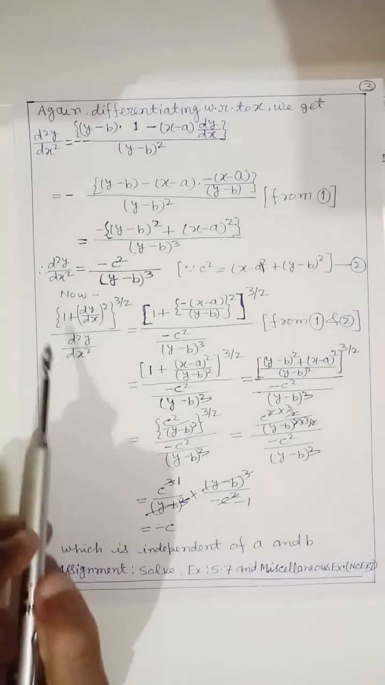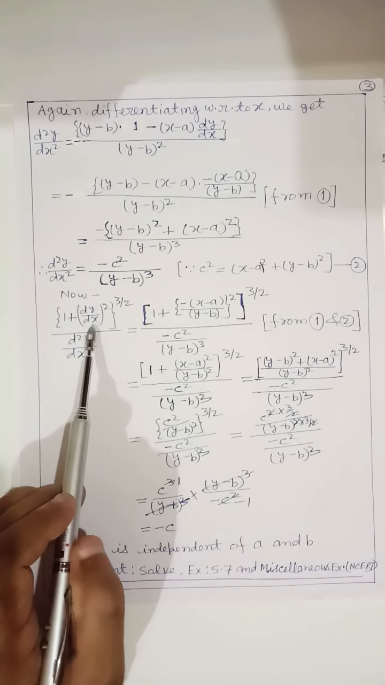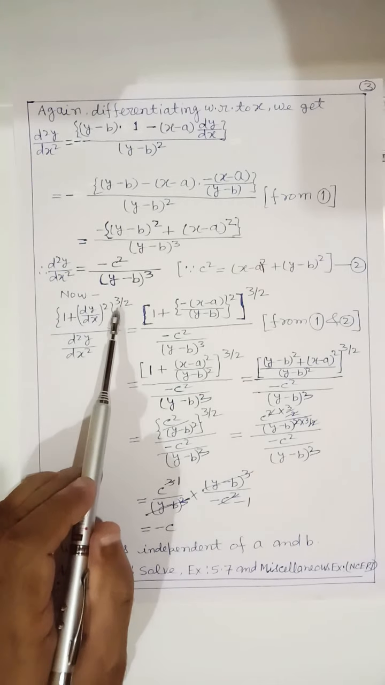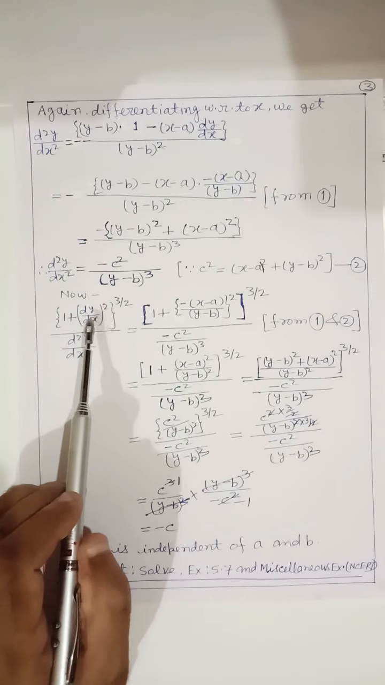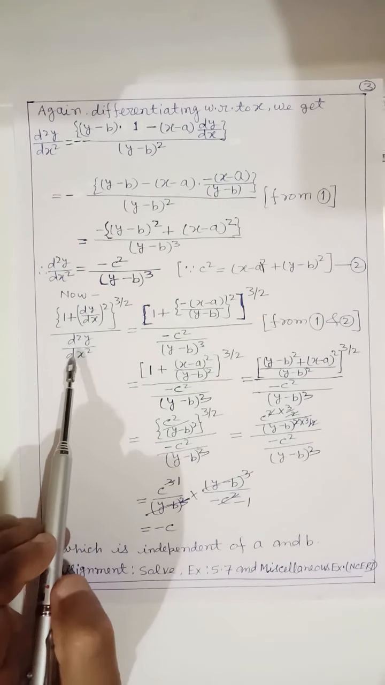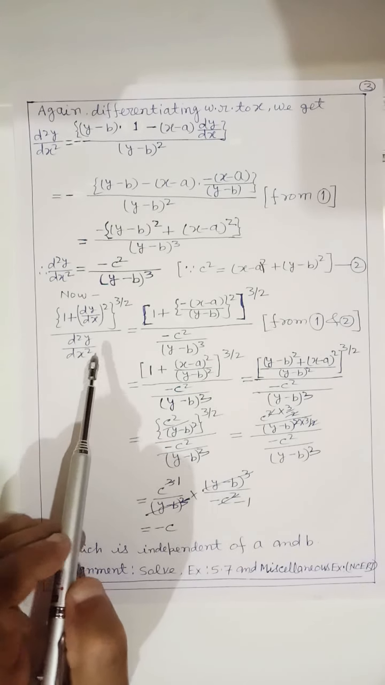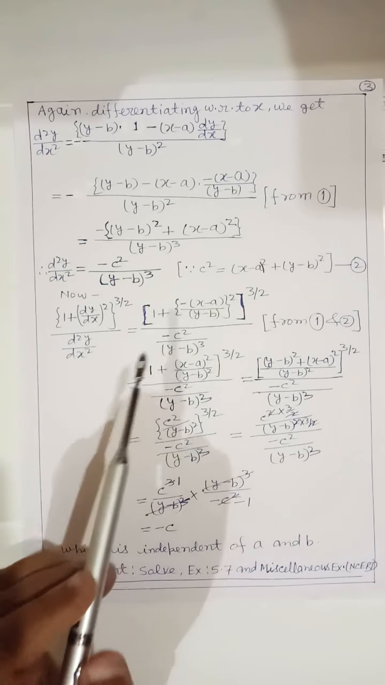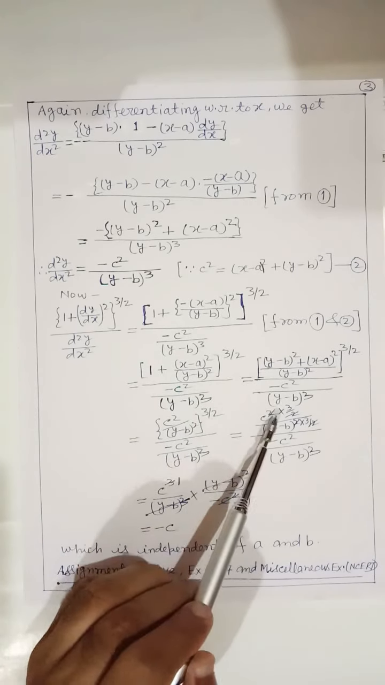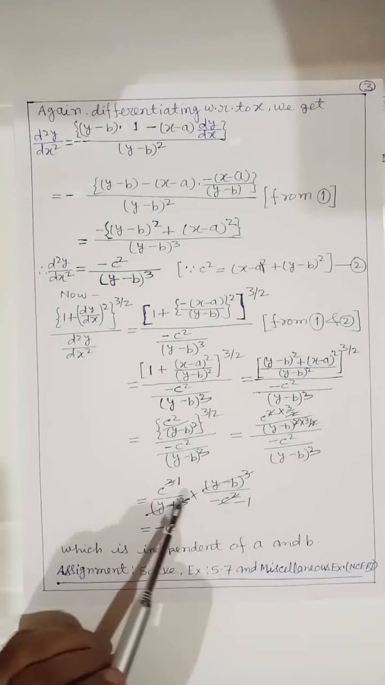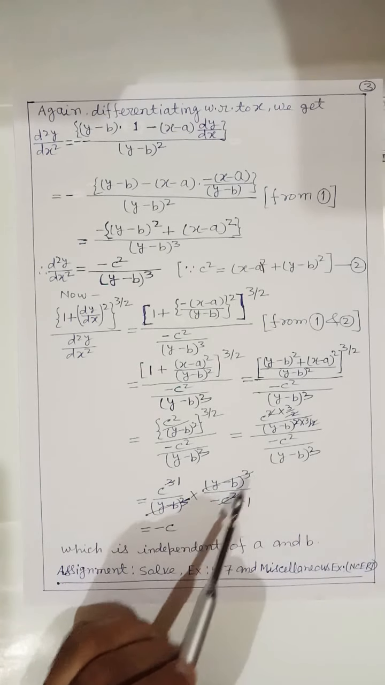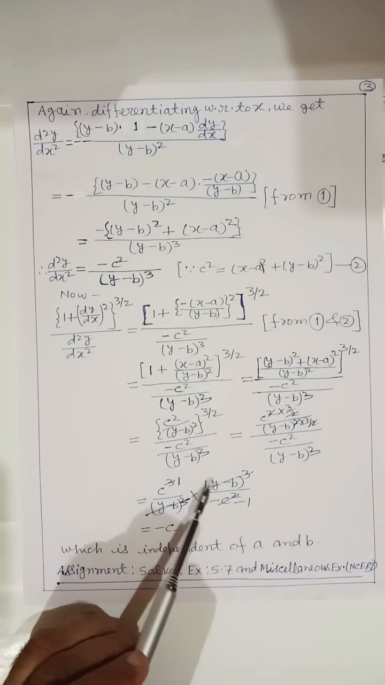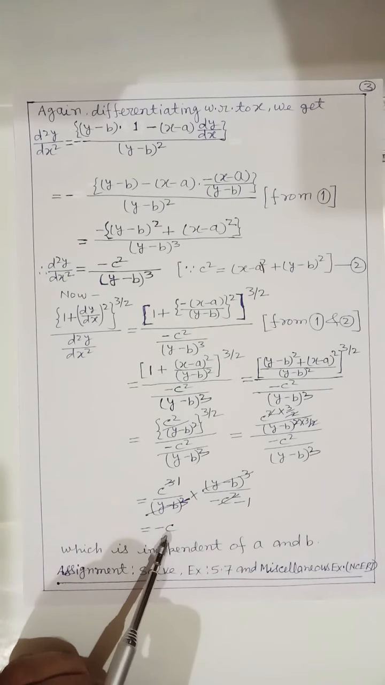Now from the question, (1 plus (dy by dx) square) whole to power 3 by 2 by d2y by dx square equal to, here putting the value of dy by dx from 1 and d2y by dx square from 2. Solving this, we get c cube by (y minus b) whole cube into (y minus b) whole cube by minus c square, and again we solve this, we get minus c, which is independent of a and b.